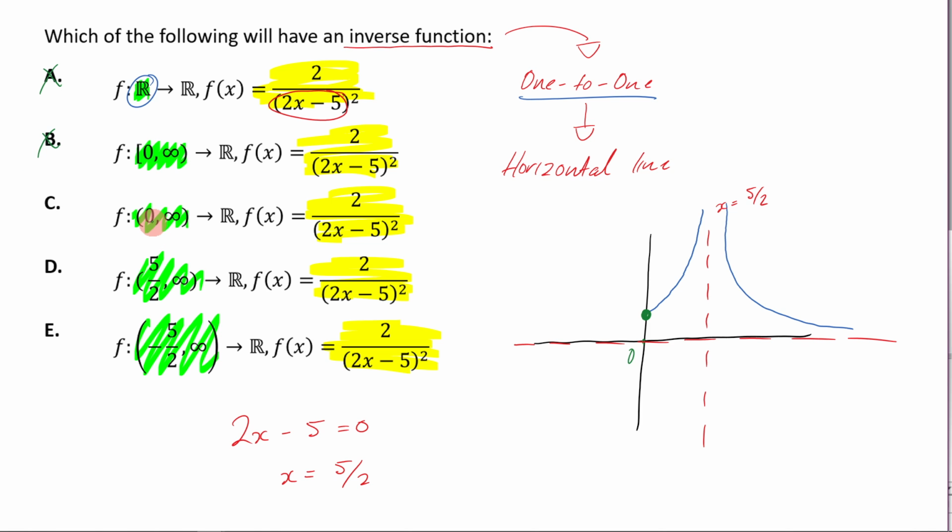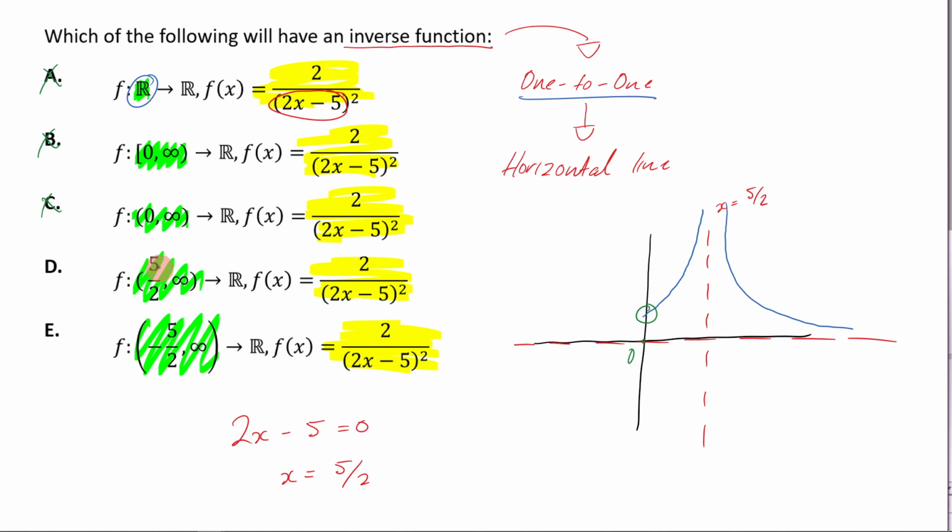What about C? C is saying, what happens if you don't include 0? So in other words, what happens if we have an open circle there? Well, that still doesn't change very much, does it? Because we can still touch it twice by putting in a horizontal line. C is out.